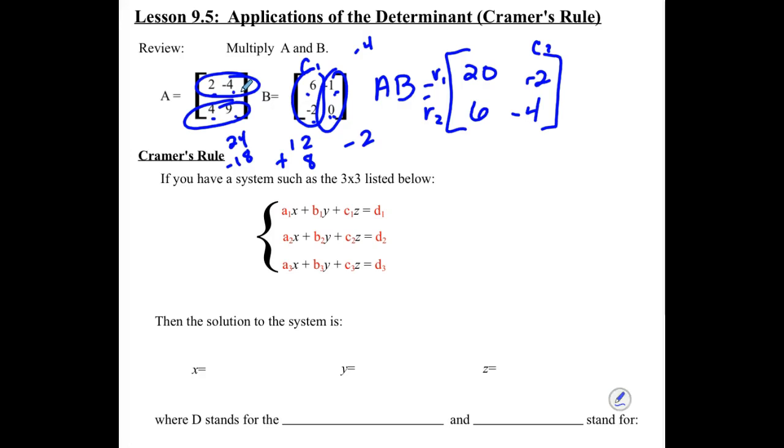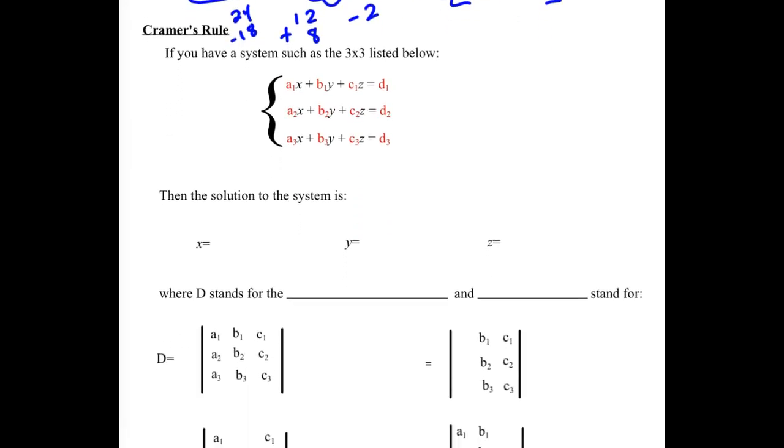All right, so shifting to Cramer's rule, we are going to take a 3x3 system and notice that the coefficients and constants are in red. When we change this into a matrix, we get rid of all the variable pieces, correct? So we are going to set up actually 4 different matrices from this. Our A's are the coefficients of X's, our B's are the coefficients of Y's, C's are the coefficients for Z, and D's are the constants. We are going to create 4 matrices out of that, and we are going to find the determinants of them.